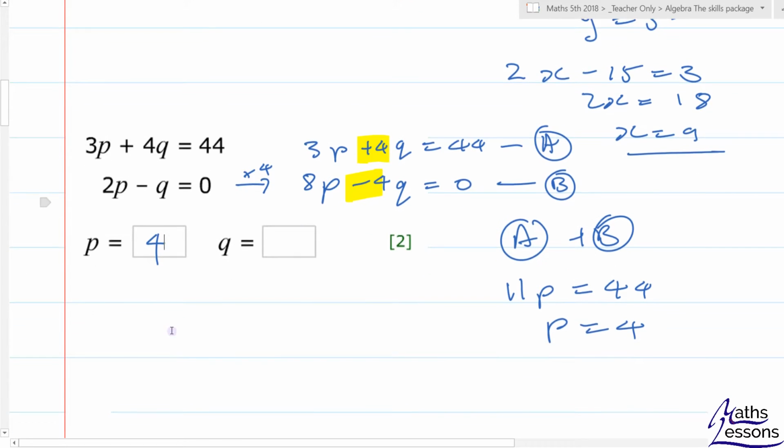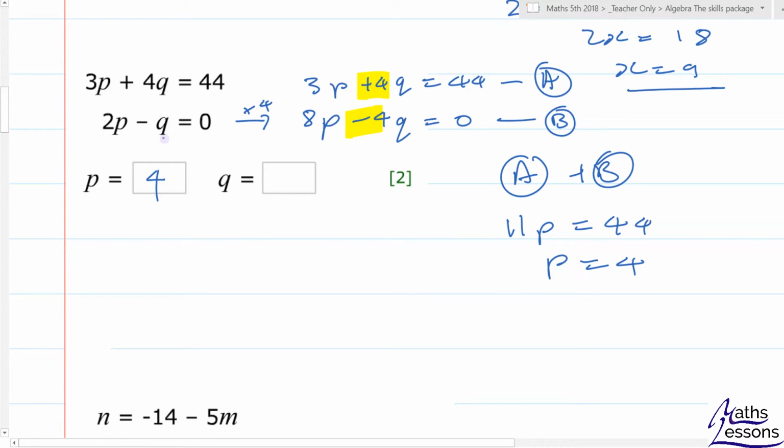And if we put that into 2p minus q, so we've got 2 times 4 minus q equals 0. Well, you should hopefully be able to see that you've got 8 minus q equals 0. So q is just 8.